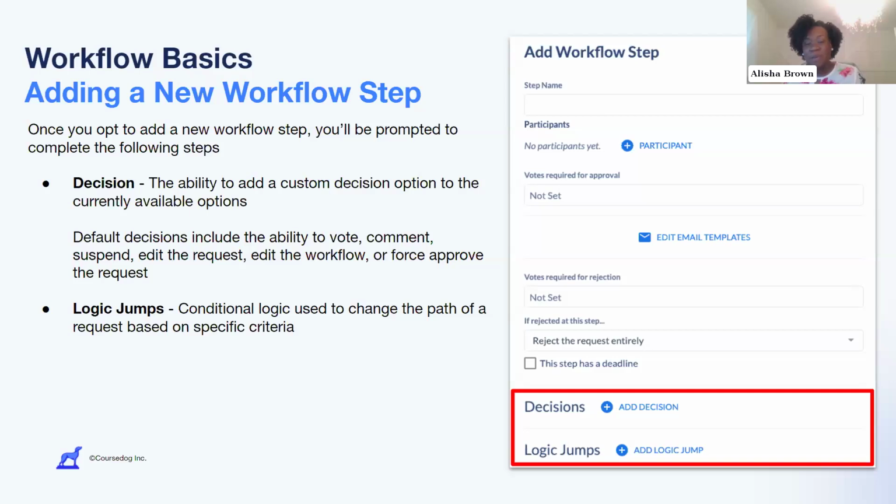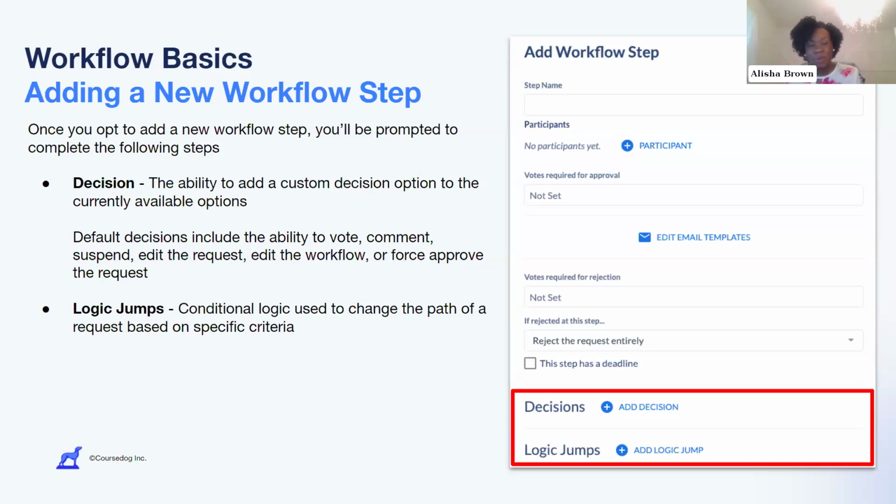The final step for creating a workflow is to tell the request where it should route next if it's approved. So we've talked about rejection, but if it's approved and we want it to move to the next step, there's a drop down that lists all of the other steps within the workflow that you can connect it to.